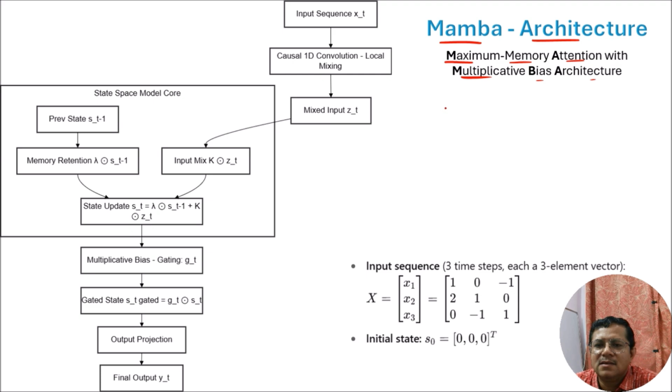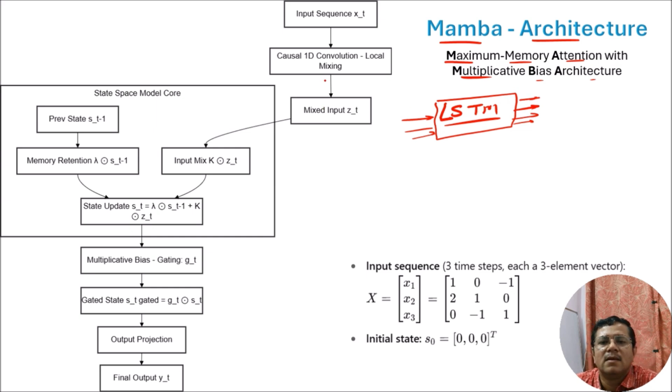Like the traditional deep learning architectures, like LSTM or transformer, we provide some data as input and then we get some patterns as output. And we use those patterns for classification or some sequence to sequence predictions or different kinds of tasks. Similarly, we can use the Mamba architecture also.